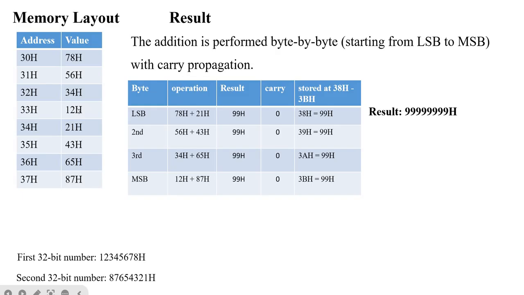Now we'll go to the most significant byte of both the numbers, that is 12H and 87H. When you add these two, you get 99H, again with no carry generated, and this is stored at the next memory location, that is 3BH. The result is 99. Now we have to combine and write the result. The most significant byte of the result is 99, then again 99, 99, and the least significant byte is also 99. So this is your result.